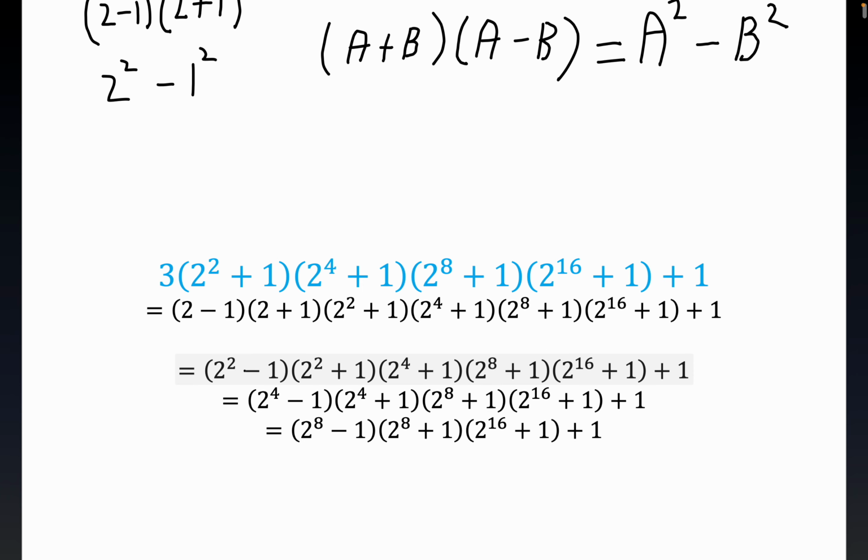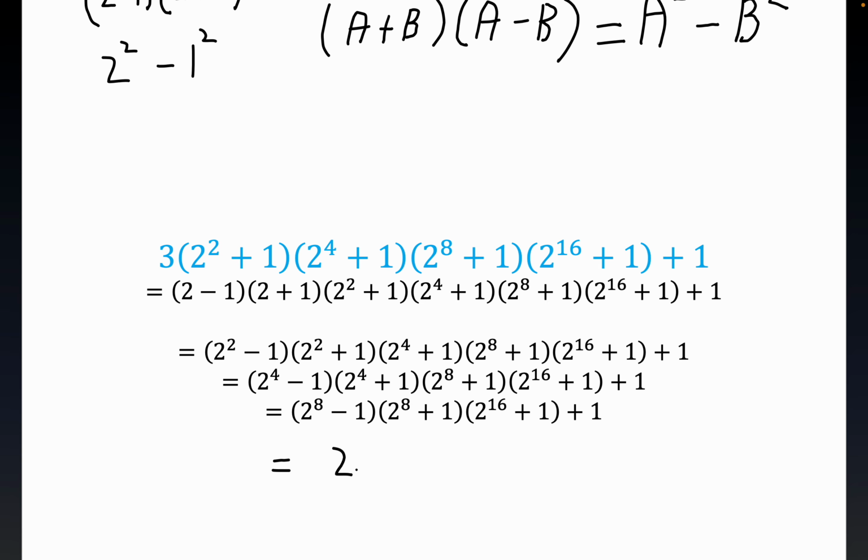Notice right here we get the 2 squared minus 1, but when you multiply that against this next factor, we get 2 to the 4th minus 1. All right, and then you see how we're just repeatedly using the difference of 2 squares. 2 to the 4th minus 1 times 2 to the 4th plus 1 is 2 to the 8th minus 1. And then right here, let's just finish it off, 2 to the 16th, you end up with 2 to the 16th minus 1 times 2 to the 16th plus 1.